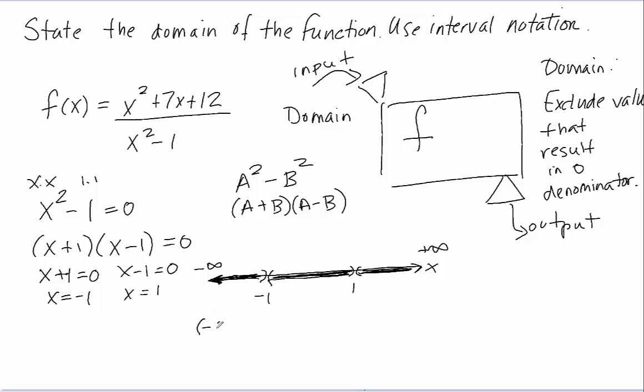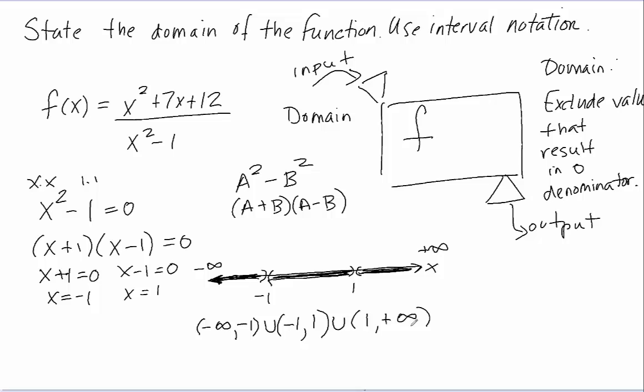I start at -infinity, and I proceed until I get to -1 and then have to skip over -1, and the parentheses means to skip over it. Then I have another set, so I'm going to union all this together. All the values between -1 and 1, again, not including, is the parentheses. Then I have another set from 1 to positive infinity.